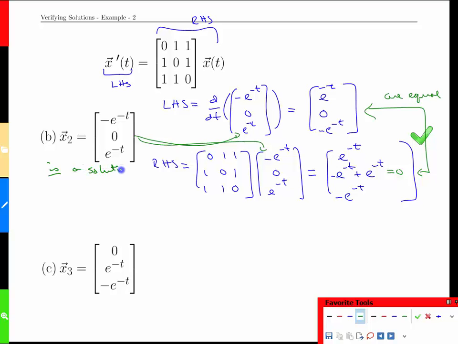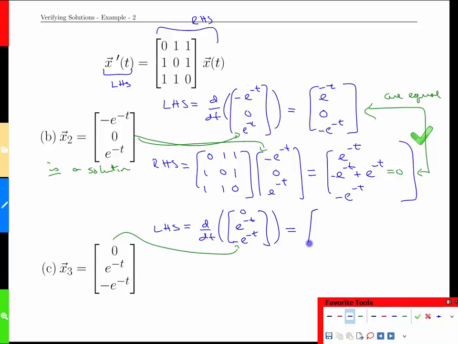Notice this is not obvious, that this would be the particular combination of this exponential with this negative and positive arrangement. We also see a different arrangement here, which is interesting. Let's just make sure it works as well. We're going to take the derivative of this vector. So 0, e to the negative t, negative e to the negative t, and that's going to give us 0, negative e to the negative t. This will be a double negative, or positive e to the negative t.